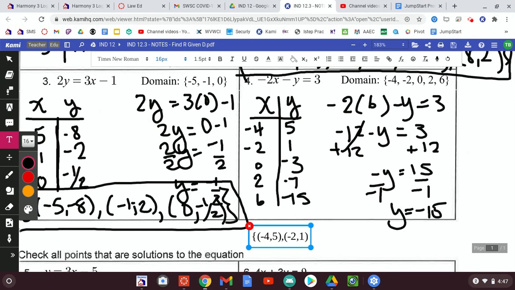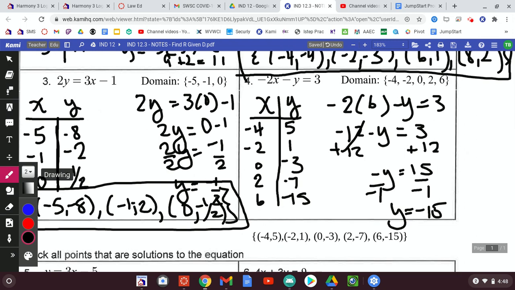And so you put the soft brackets around each ordered pair, and they are together in those fancy brackets, which means they're a relation. And then 0, -3 was our next ordered pair. And our next ordered pair was 2, -7. And then our last ordered pair was 6, -15. And then we put the fancy bracket around that to show that that is a relation. So that would be your answer for example number 4.